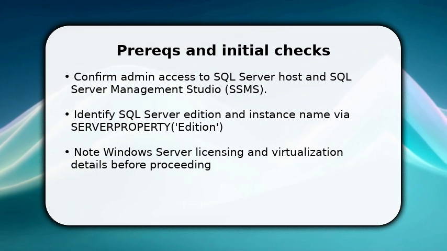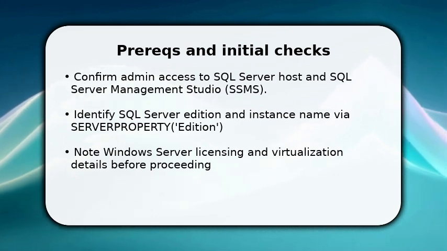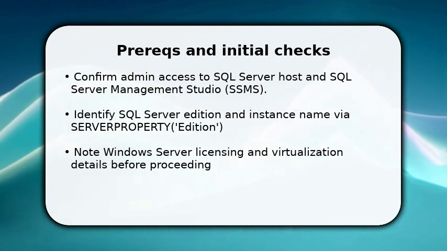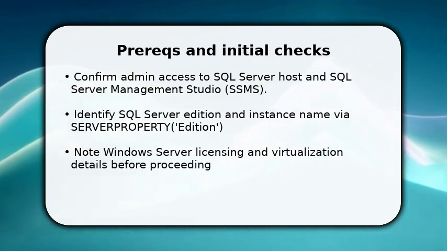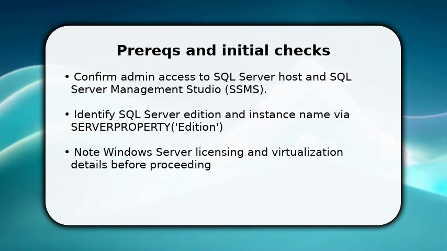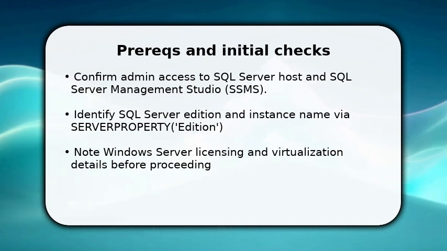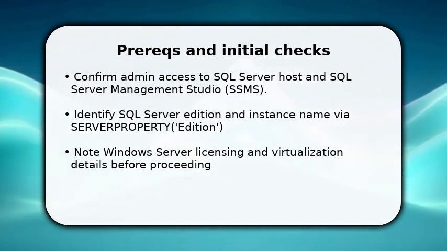Also check instance name and whether the server runs on physical or virtual hardware. These immediate queries give you the facts you need to map licensing rules. Once done, record Windows Server version and any hypervisor info, because licensing can differ for virtual machines versus physical hosts. Make sure to note core counts next.